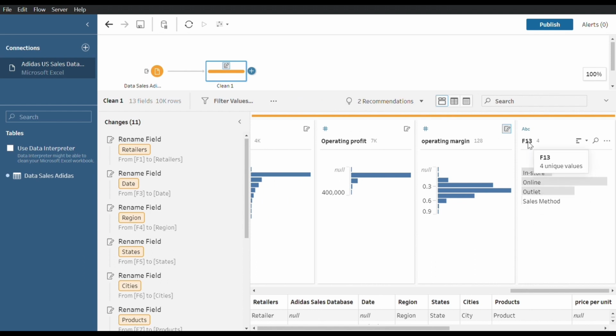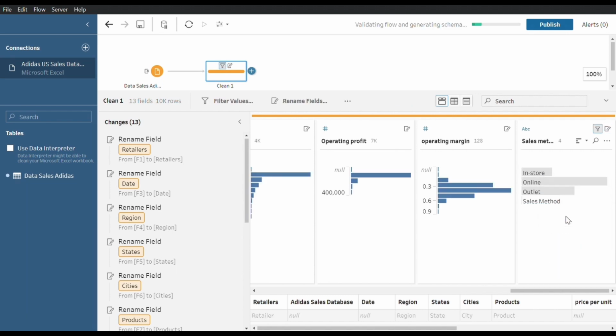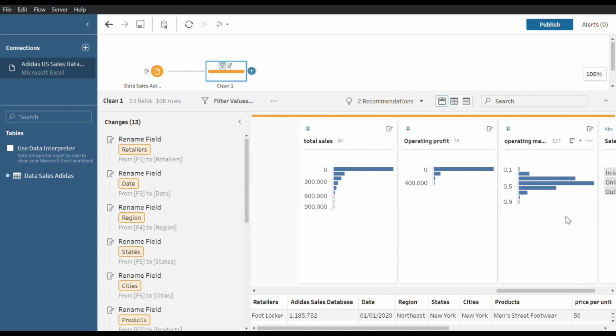Next up we have the sales method. As we can see, we have in-store, online, outlet. So sales method. And as we can see, sales method doesn't align with these three. So all we'll do here is exclude this, and then it takes it out.